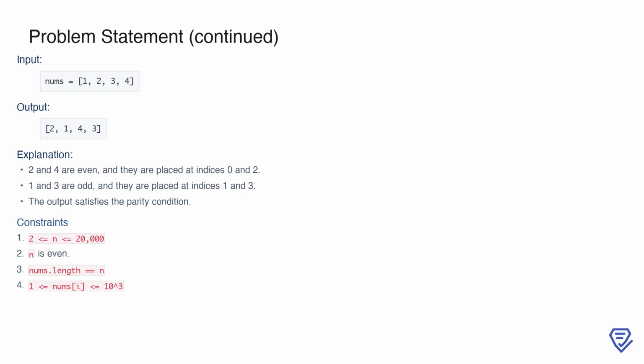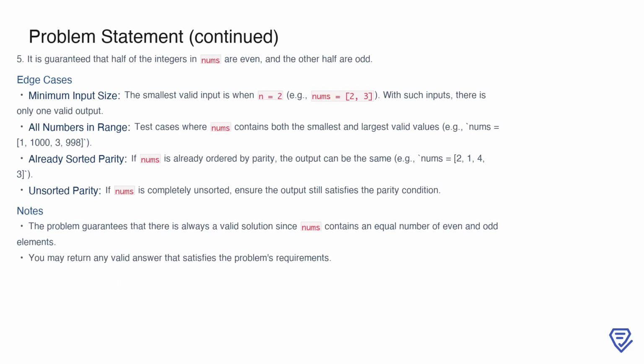The constraints for this problem specify that the length of the array, n, will always be an even number between 2 and 20,000. Additionally, all elements in the array will be integers between 1 and 1,000. These constraints ensure that it is always possible to find a valid solution for any input that meets the given criteria. There are a few important edge cases to consider.